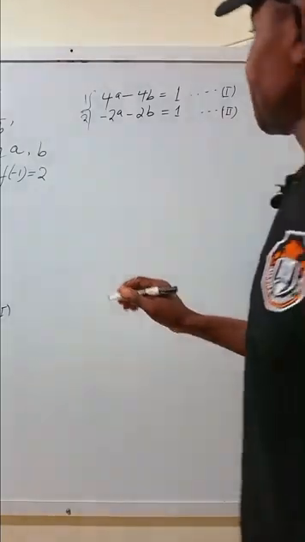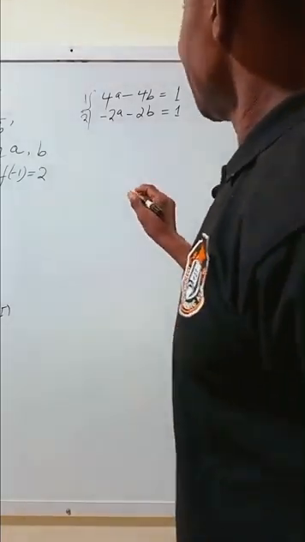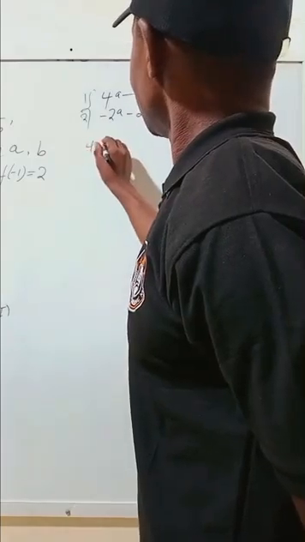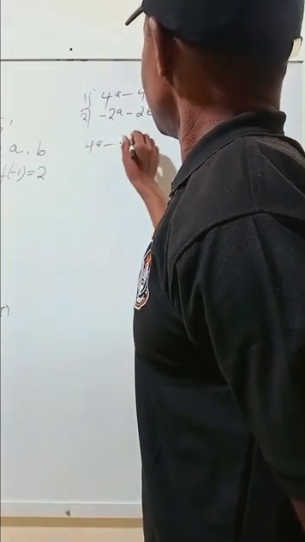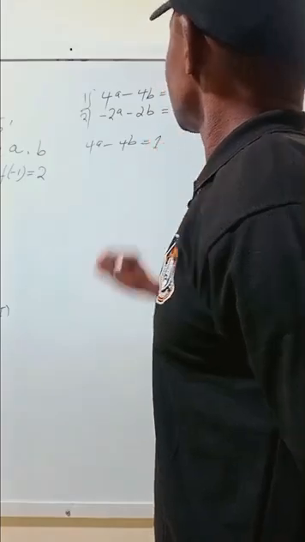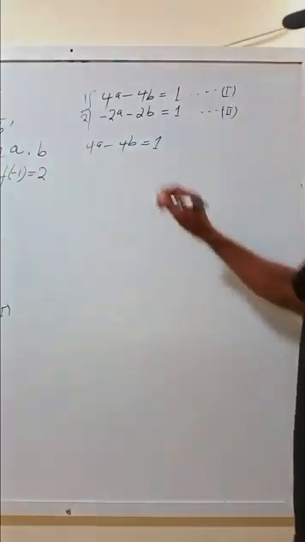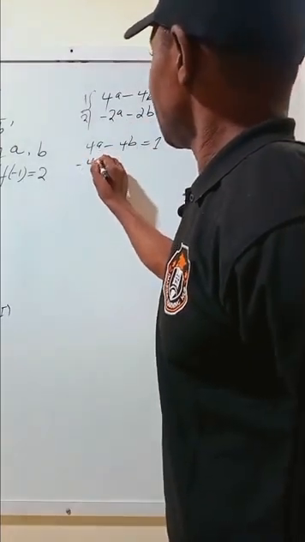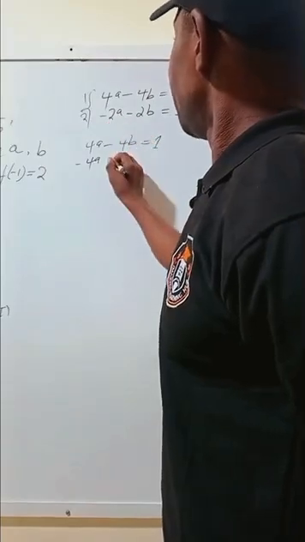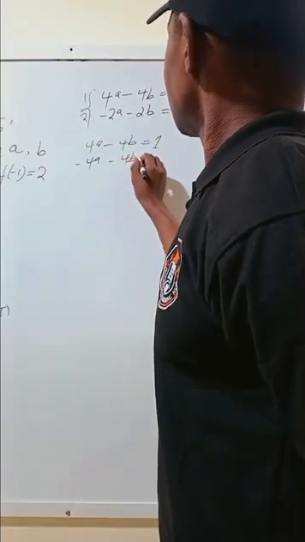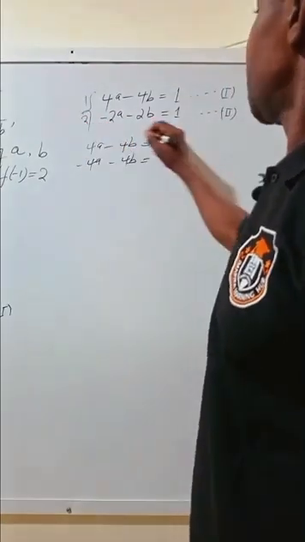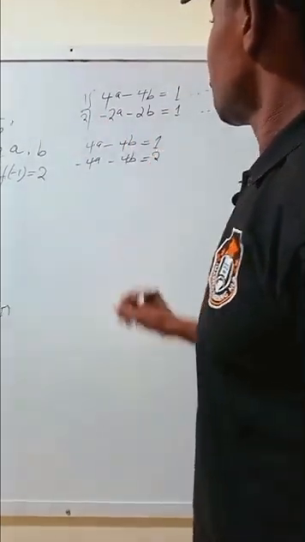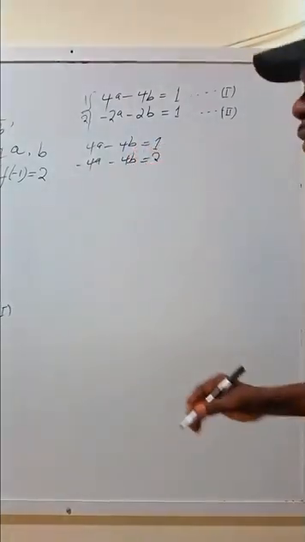When that happens, the first equation remains as it is, that is 4a minus 4b equals 1. The second equation changes because we multiply it by 2, and we shall have negative 4a minus 4b equal to 2 times 1, which gives us 2. So these are our new equations.